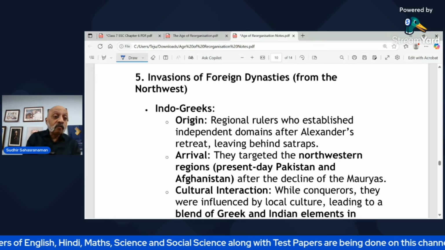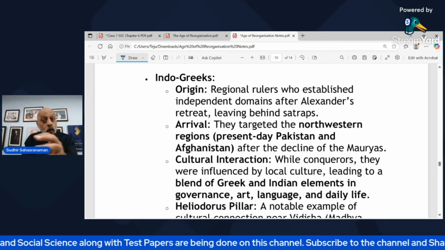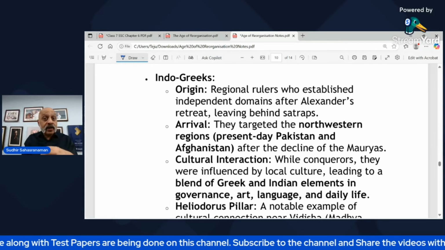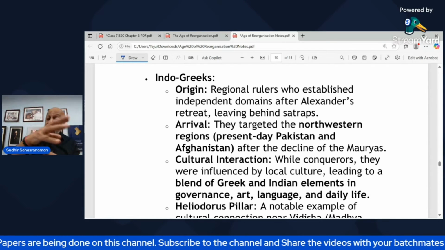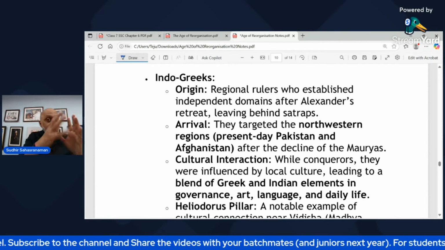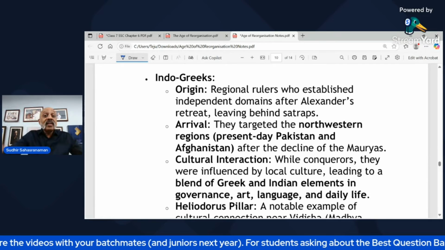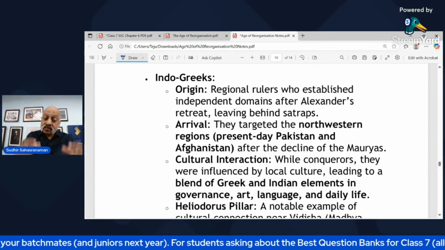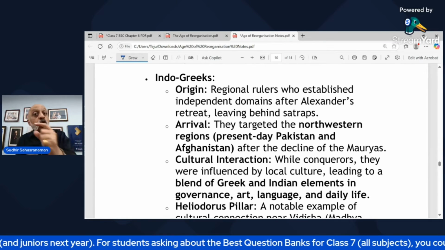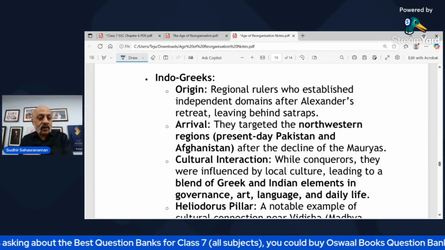So the first one were the Indo-Greeks. Now, these were the regional rulers who established independent domains after Alexander's retreat. Alexander, who died at the age of 32, after he went back, there were a lot of these satraps who started asserting themselves as independent kings. So they were the Indo-Greeks. That is, they had a Greek connection, but they were also Indian in some way.